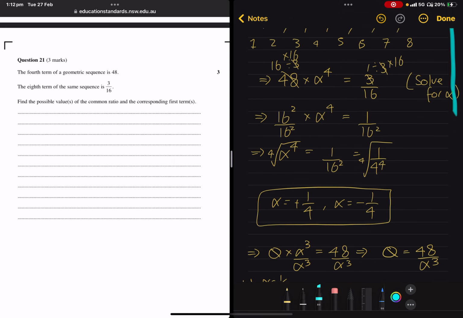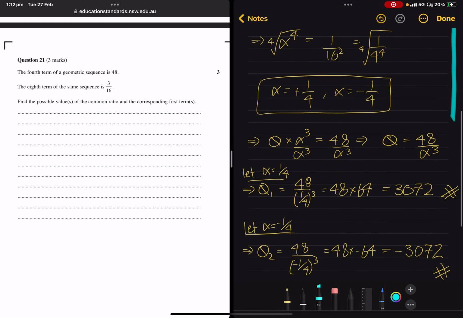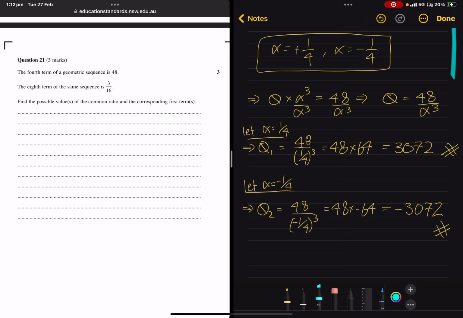In order to get the second mark, you'll need to find the alpha to the power of 4, or the common ratio to the power of 4, solve for the alphas, or some equivalent merit. And then to get the solution mark, the final mark, you will need to have the numbers 3072 and minus 3072. So this is question 21.